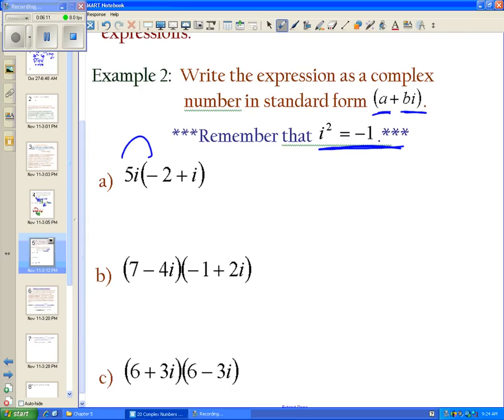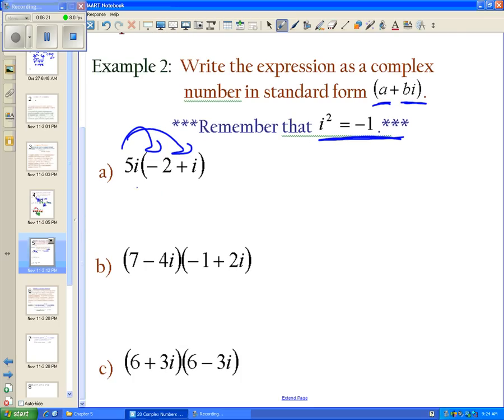So I want to distribute 5i into my parentheses. 5i times negative 2 is negative 10i. 5i times i is positive 5i squared. For the i squared, we use our identity that i squared is equal to negative 1. So I'm going to rewrite this as negative 10i minus 5.